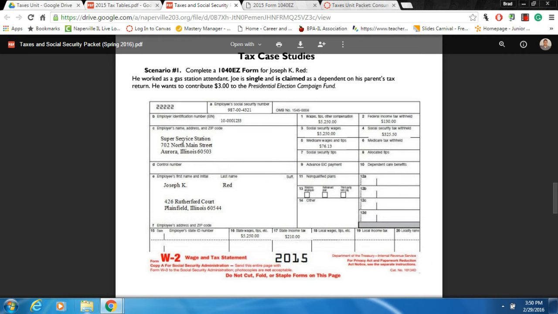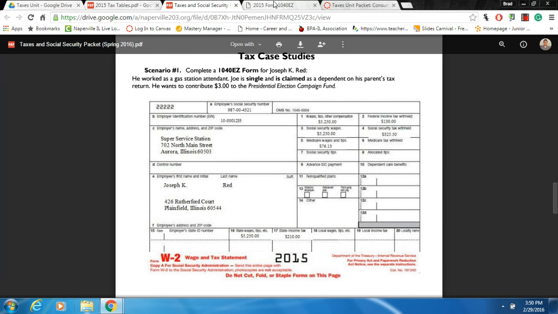This is where he worked. So he worked at Super Service Station. There's their address. Here's Joseph's information. So there's his full name, his last name, and this is his home address. We'll get to these numbers here in a second and what they mean. And then up here is his social security number.